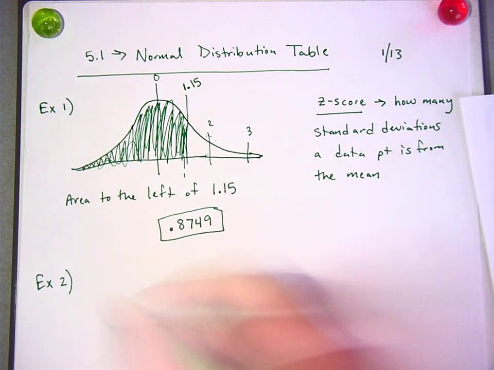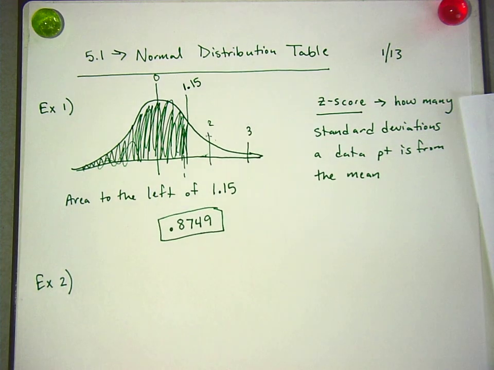Does everybody understand how to read the z-score chart to the left? Here, I'm just going to do another one. Just find it with your partner. We're not even going to write it down. You ready? Find the area to the left of negative 2.32.